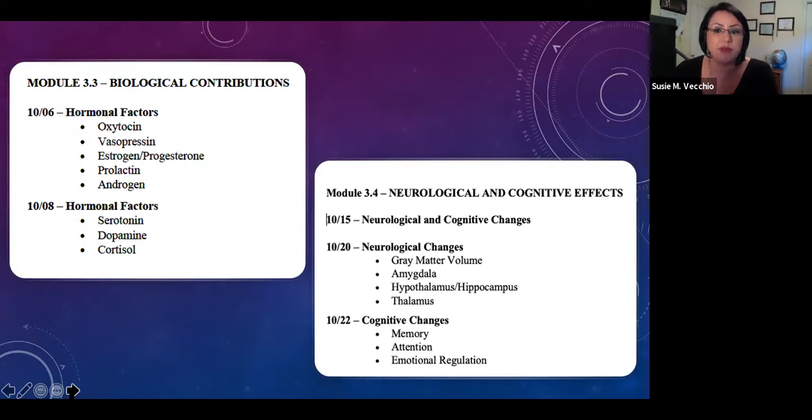And most importantly, we start looking at the neurological and cognitive changes that take place in the brain of mothers and fathers when they become parents. So we look at the increase or decrease of gray matter volume. We also look at the amygdala and the role that it plays in attachment, which is correlated to hormones. We look at the hypothalamus and hippocampus, which is known to create neurogenesis and activate the growth of new neural networks in the brain. And then we also address changes that are experienced, such as memory, attention, vigilance, and emotional regulation issues in mothers and fathers.